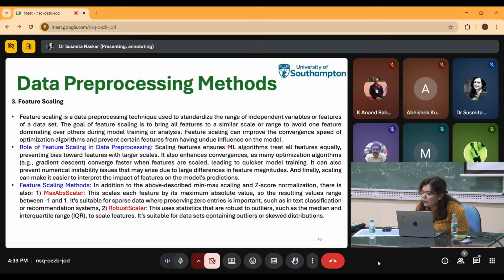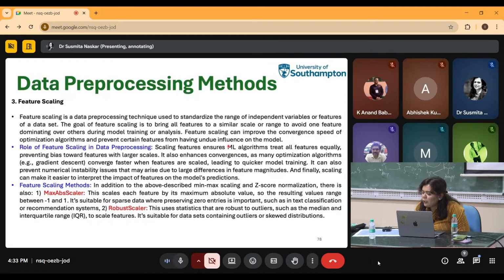And if you look at these methods, you can see that scaling features ensures that the machine learning algorithm treats all features equally. This prevents bias towards features with larger scales and enhances the convergence of algorithms like gradient descent, which speeds up training. It also makes it much easier to interpret the data.